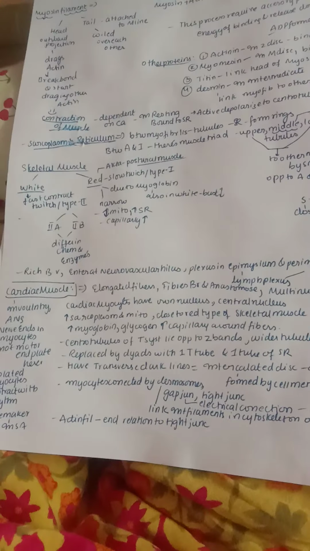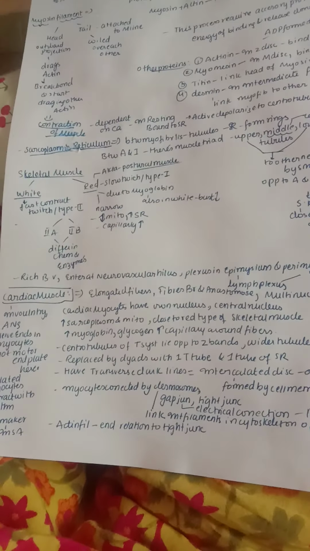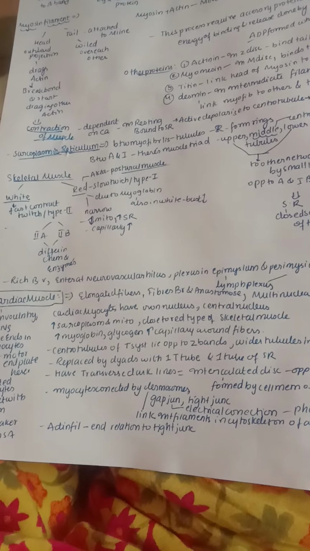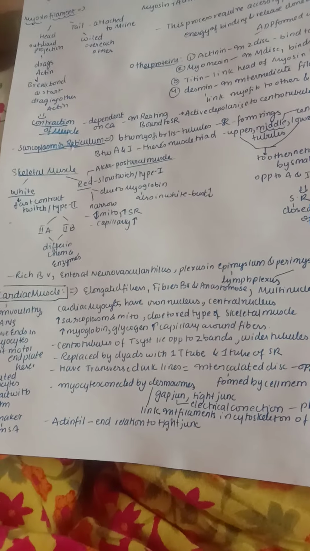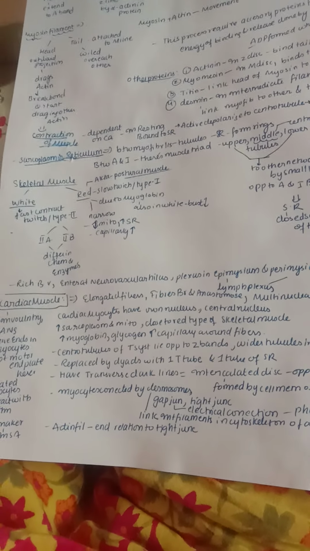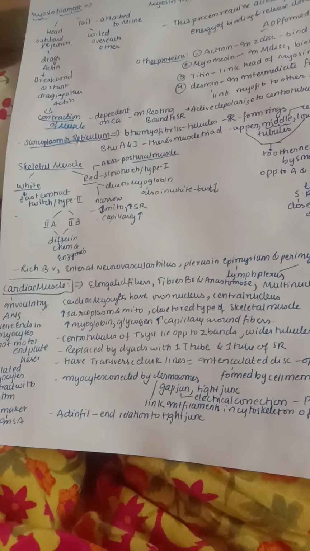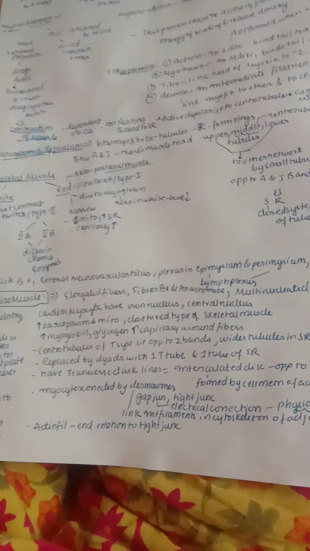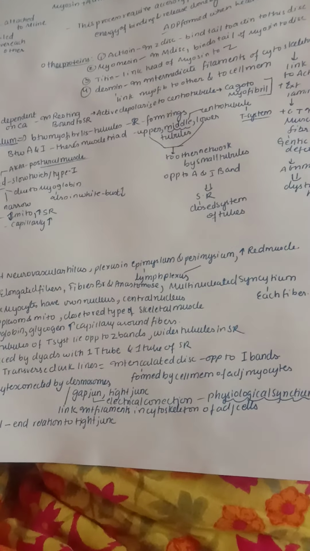And there is more myoglobin and glycogen, and capillaries are present around the fibers, and the centrotubules of the system lie opposite to the Z band, and wider tubules are present in the sarcoplasmic reticulum. The triads are replaced by dyads with one T tube and one tube of sarcoplasmic reticulum, and they have transverse dark lines, that is intercalated discs, which are mainly opposite to the I bands.